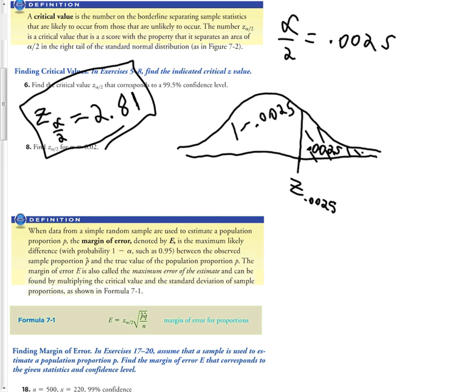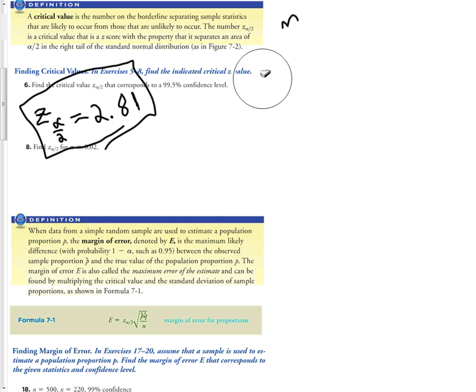All right, so we want to do the exact same thing for number 8 here. So we have the answer for number 6. The answer for number 6 is this 2.81. Now we want to find the critical z in number 8. So in number 8, it just says find the z of alpha over 2, and this one is presented to us in a different way.